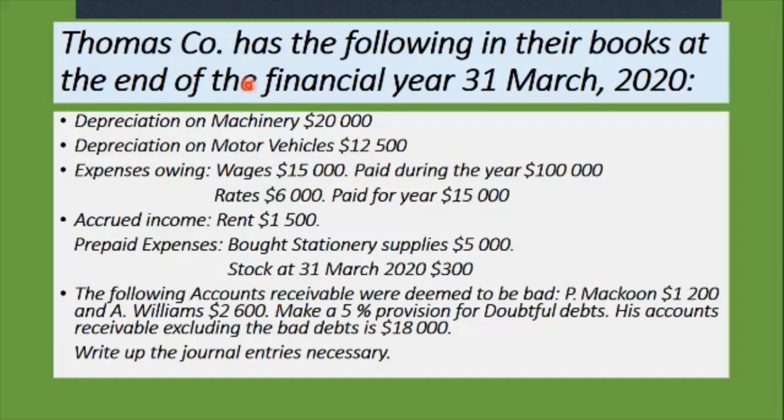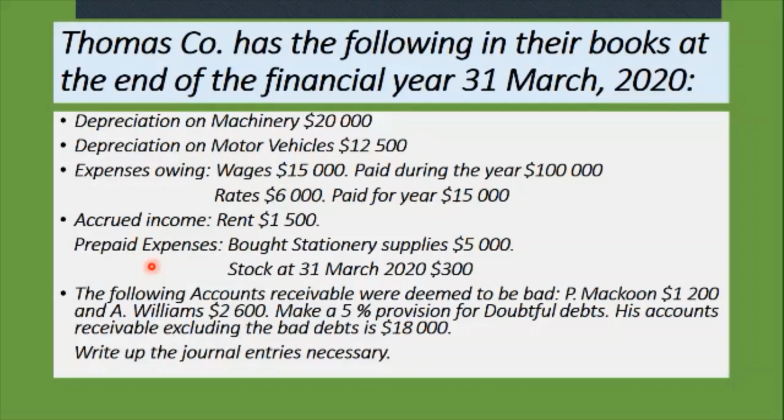Thomas Company has the following in their books at the financial year end, 31st March 2020. Depreciation on machinery, 20,000. Depreciation on motor vehicles, 12,500. You have your expenses owing and the amount paid during the year, the rates of 6,000, and how much was paid during the year again. Accrued income, 1,500 for rent.